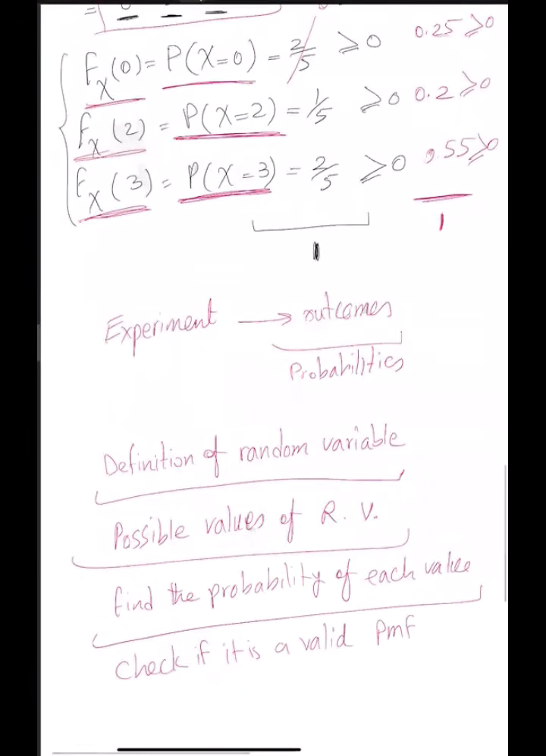So that's all you need to do. There's nothing tricky about it, nothing complicated. Just read the experiment properly, correctly, read the definition of the random variable carefully, find the possible values of the random variable, and at the end, find the probability of those possible values, and check if that's a valid probability mass function as well.